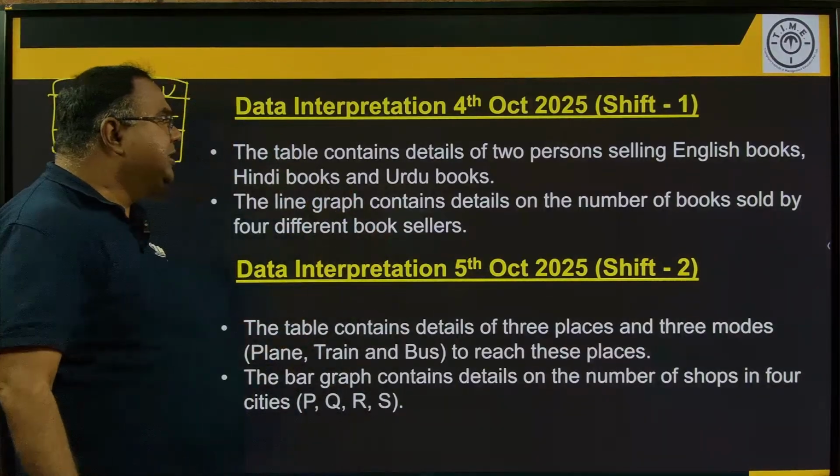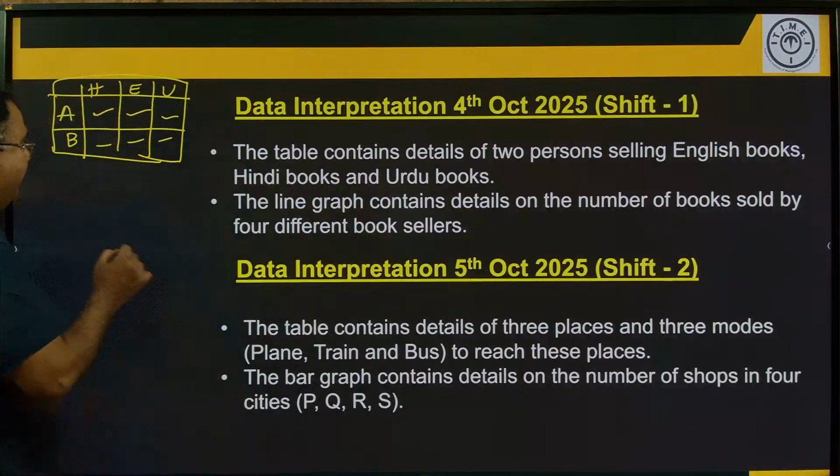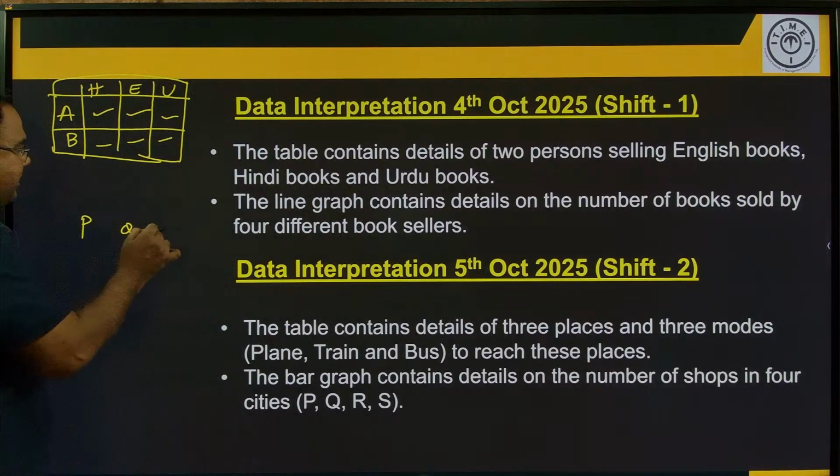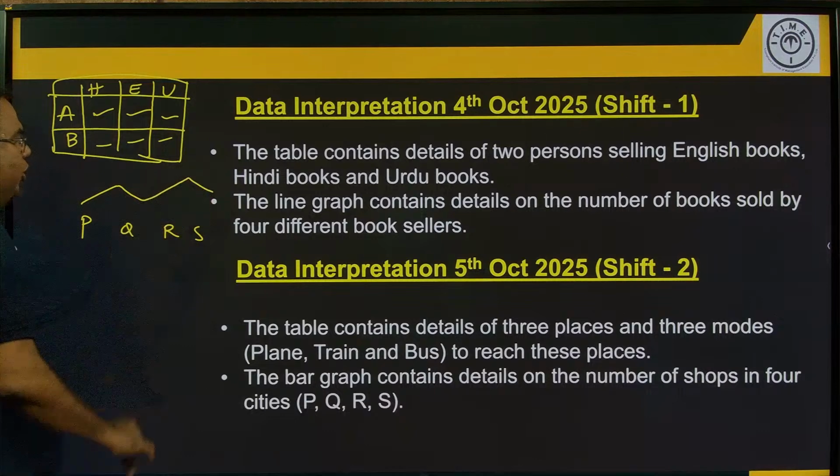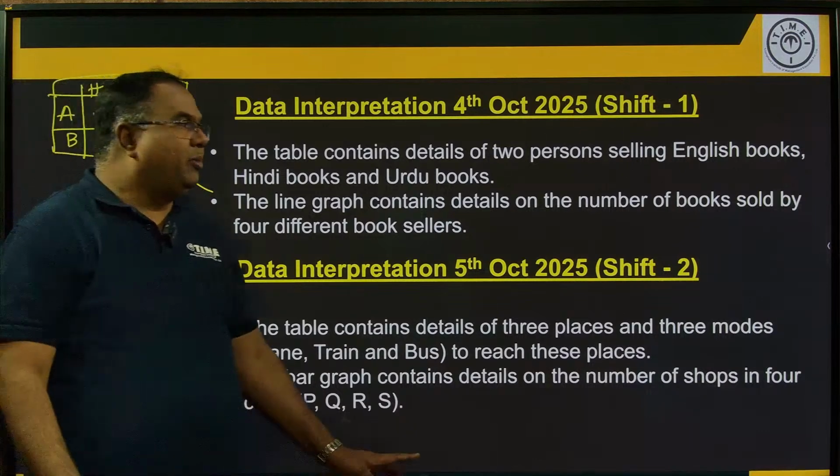Then a line graph contains details of books sold by 4 different booksellers. PQRS are the 4 booksellers, and a single line graph was given to calculate the number of books sold by them.